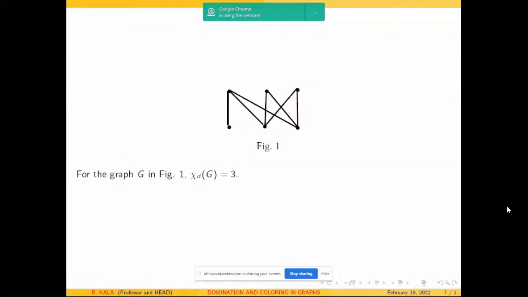If you look at this graph, you can see that it is a bipartite graph, and so you know that its proper coloring is this.